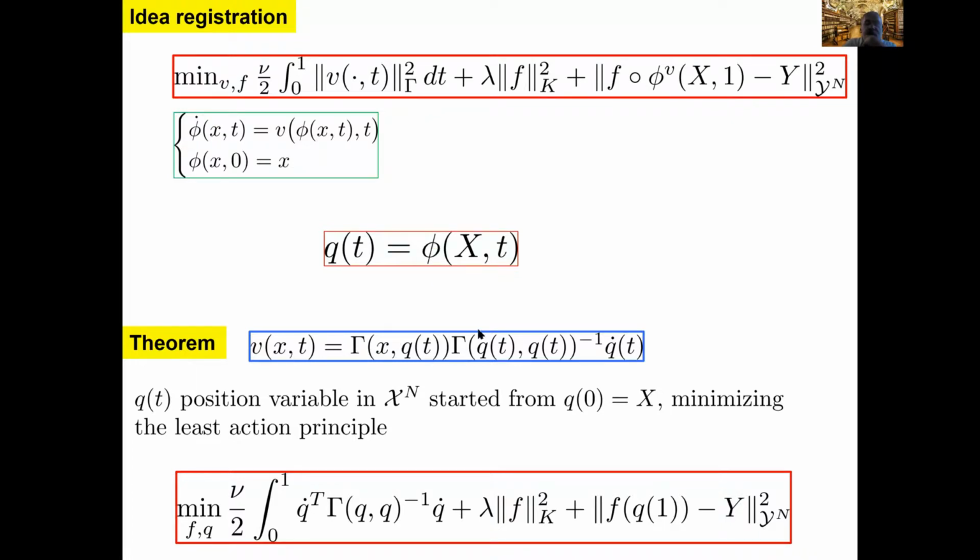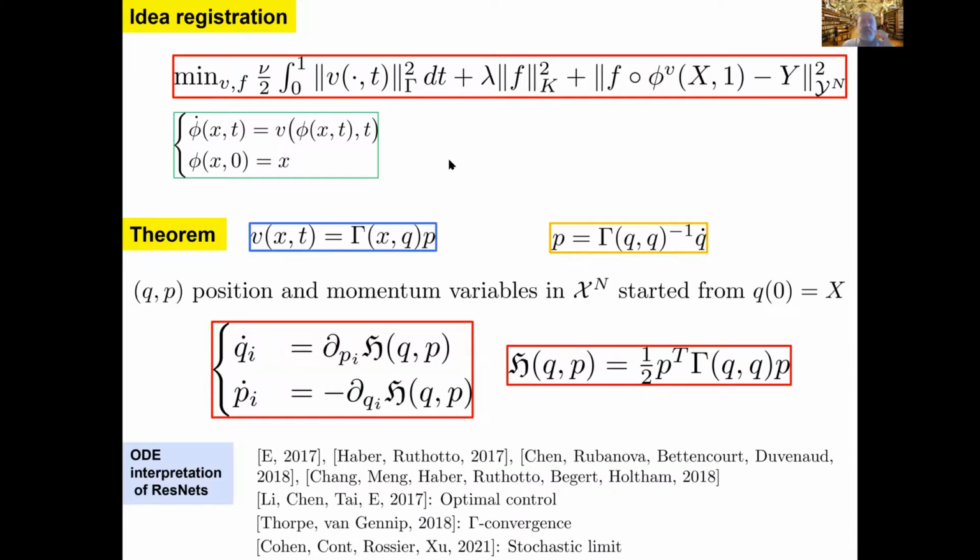Now, if you take that formula and you plug it back into this continuous loss, then you get that the trajectory defined by Q of t must satisfy the following least action principle. Now, since we have a least action principle, we deduce that if we introduce the following momentum variable p, then the pair Q, p must be a solution of the following Hamiltonian system, which provides a constructive proof for the ODE interpretation of ResNets with trained weights and biases.